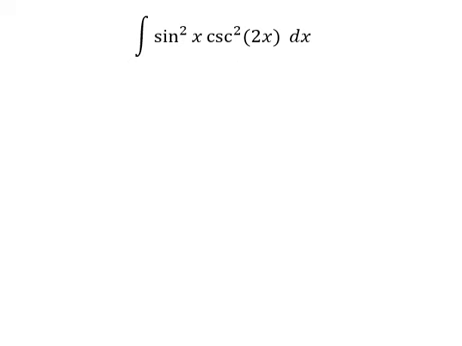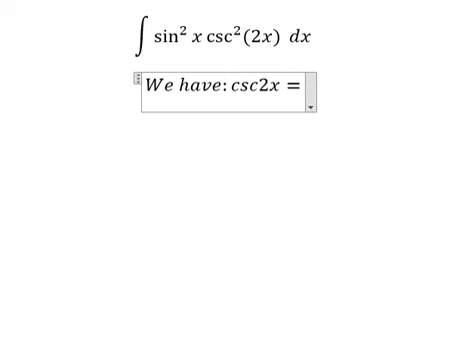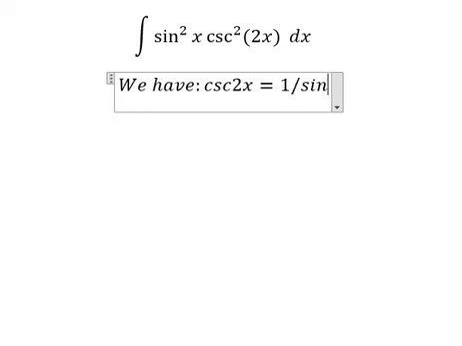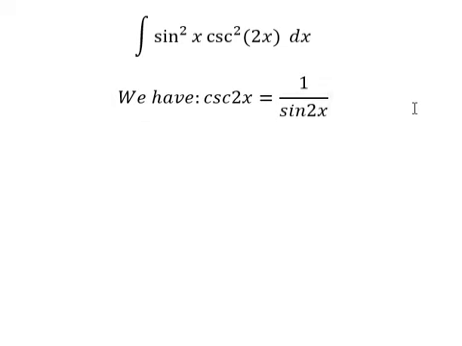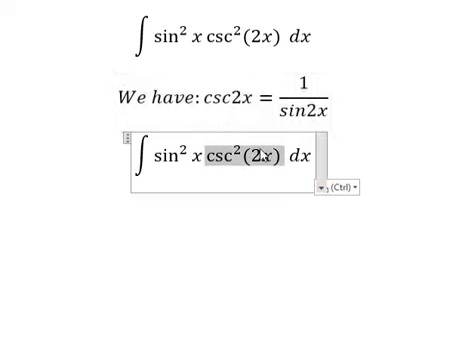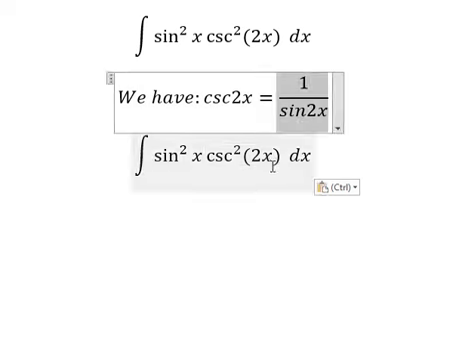We have the formula in here. Cosecant of 2x equals 1 over sine 2x. Now we need to transform this one into this one.